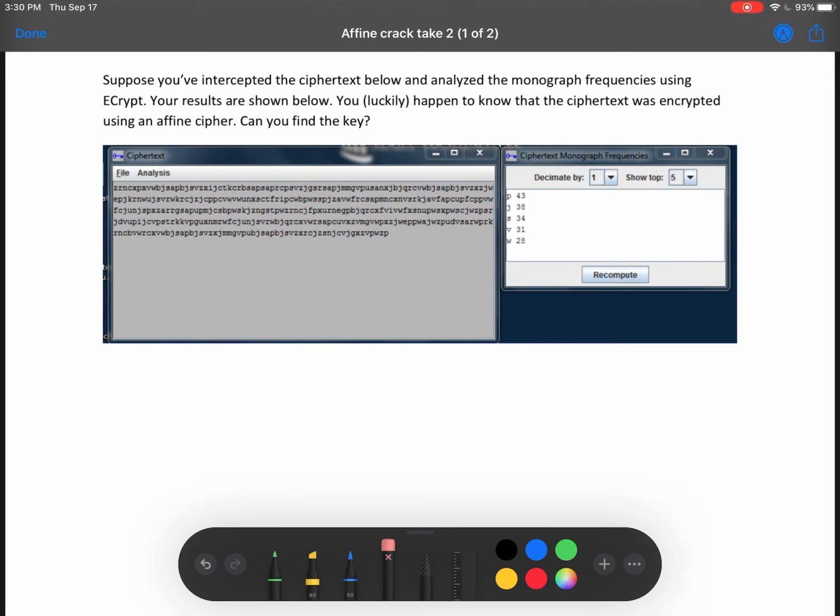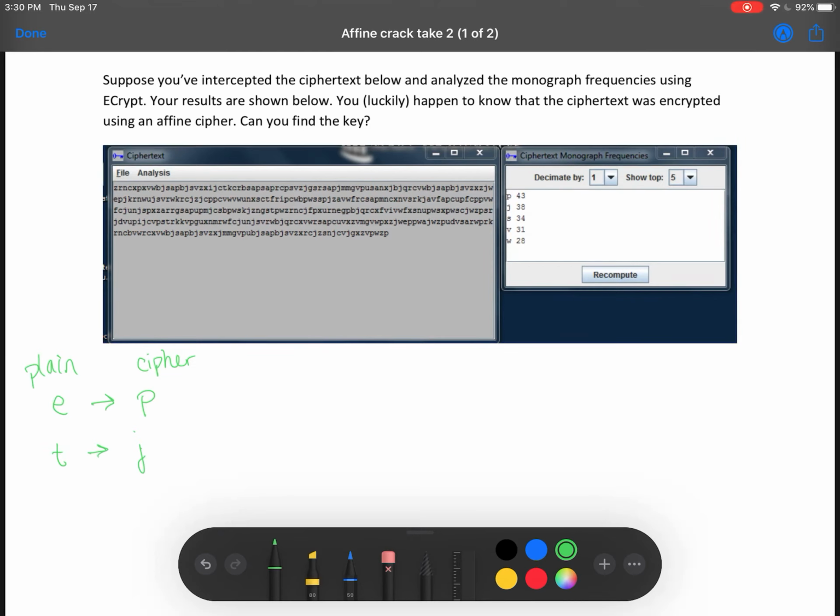So of course the first thing we did is look at the monograph frequencies. You can see over here P is the most common, followed by J, S, V, and W. When we're analyzing this, we know that the most common plain text letters in English are E and T, followed by A is third and O is fourth. So we are, again, just making a guess, but we're guessing that the plain text letter E maps to the ciphertext letter P, which is the most common letter in our ciphertext, and then that T maps to the ciphertext letter J, because that's the second most common letter.